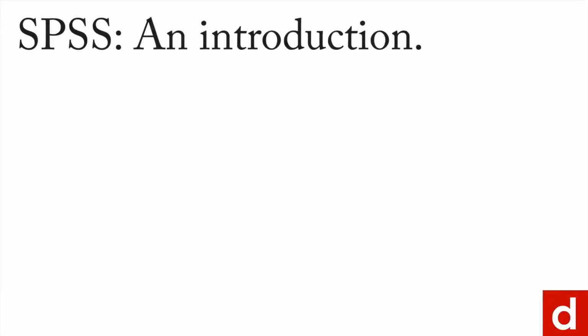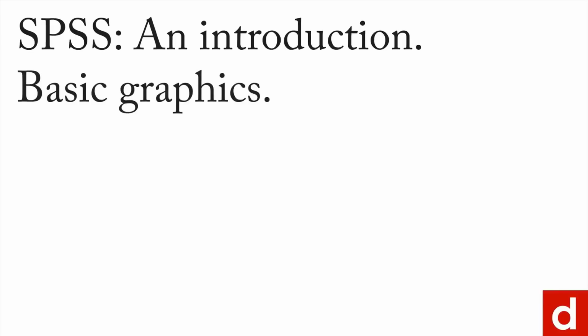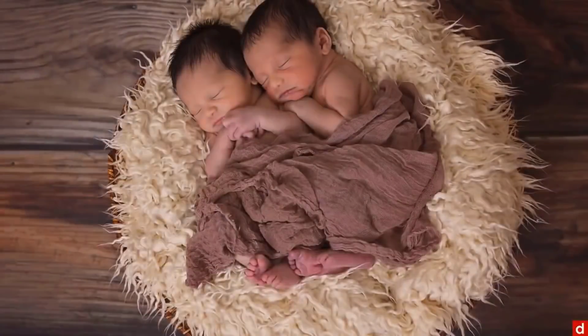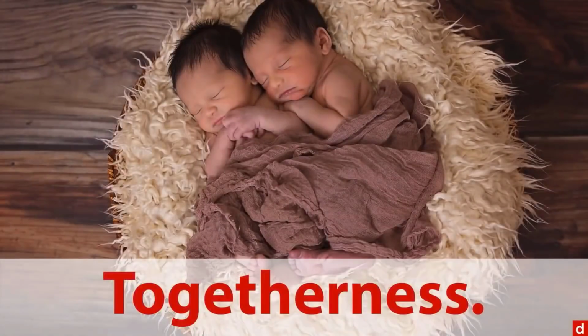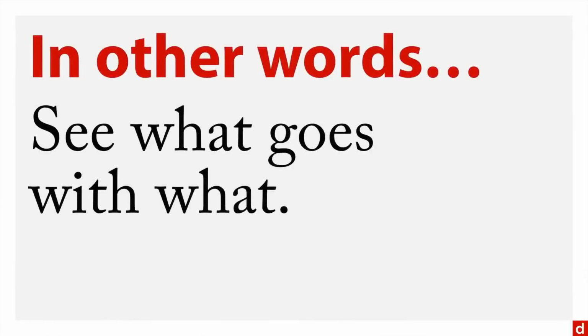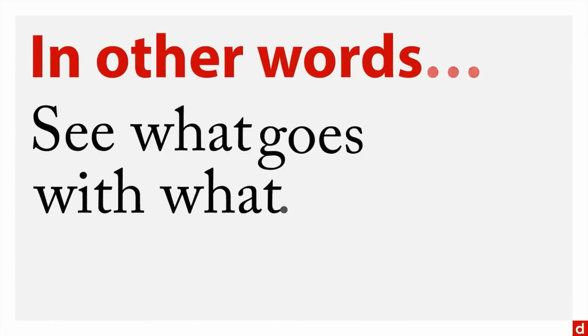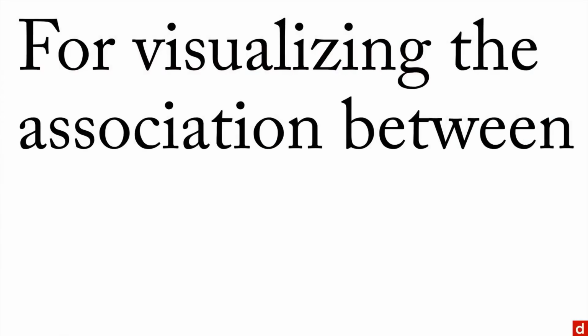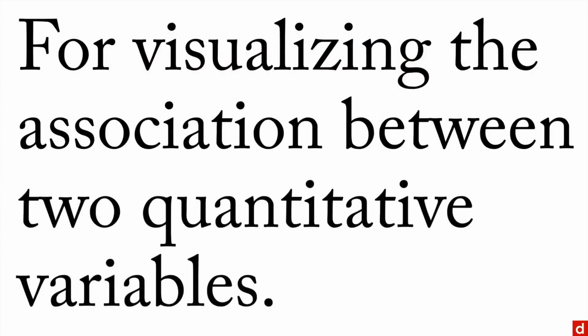As we continue with SPSS, an introduction and basic graphics, we should look at scatter plots, a very common method of looking at associations, or as I like to think, a way of assessing togetherness in data. In other words, you want to see what goes with what, or more specifically, what variable goes with what other variable. So scatter plots are a great way of visualizing the association between two quantitative variables.